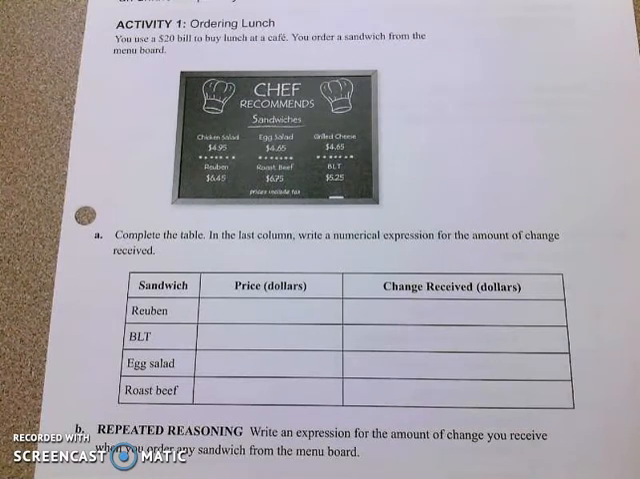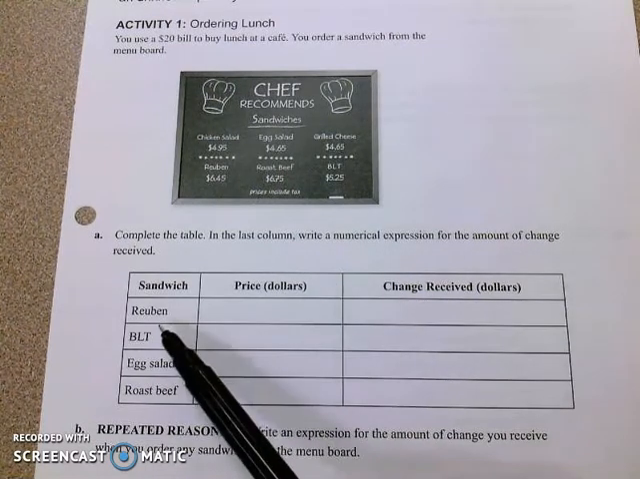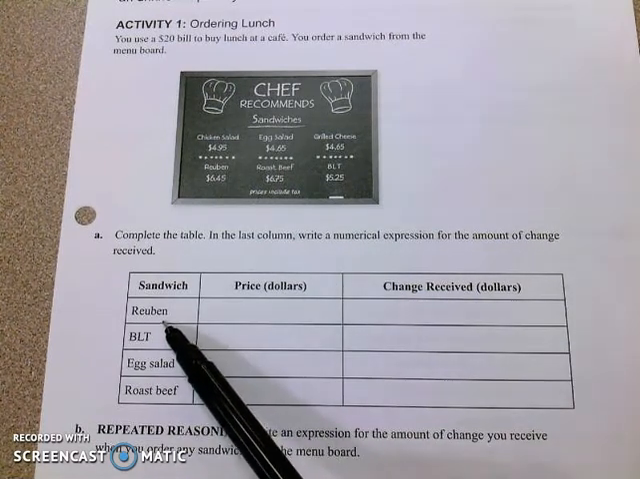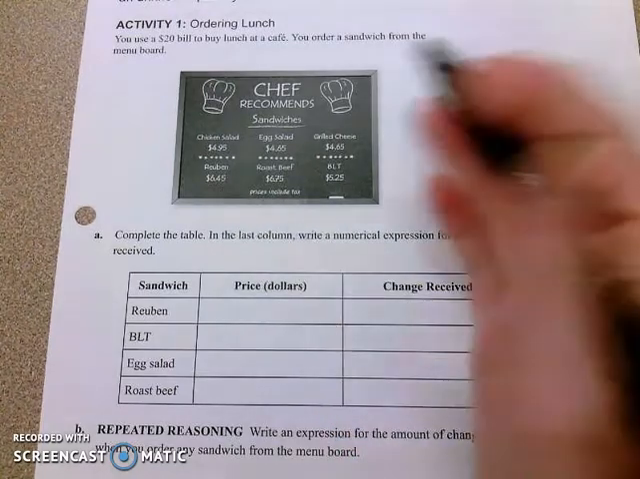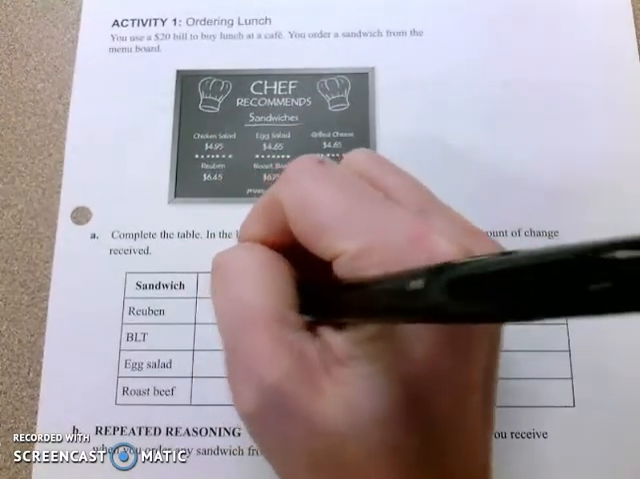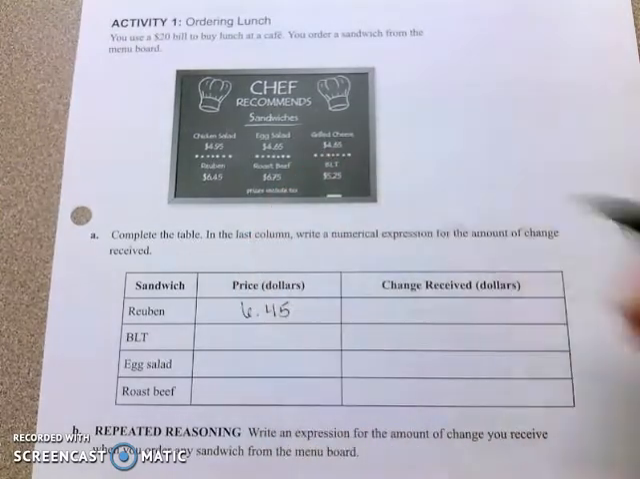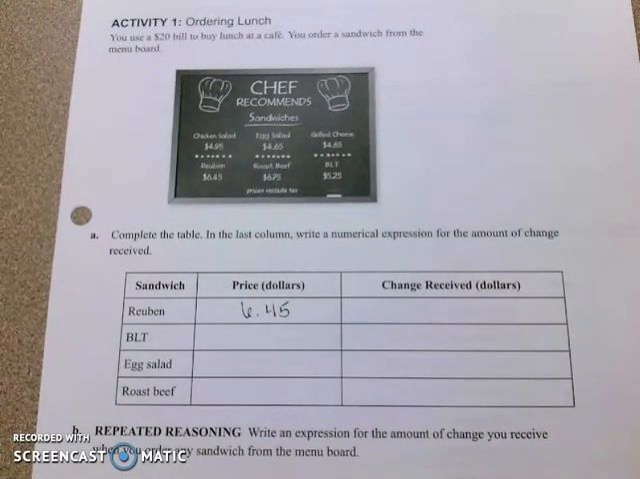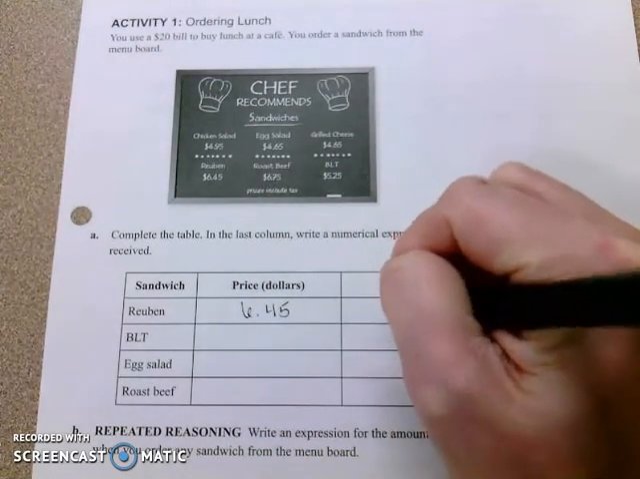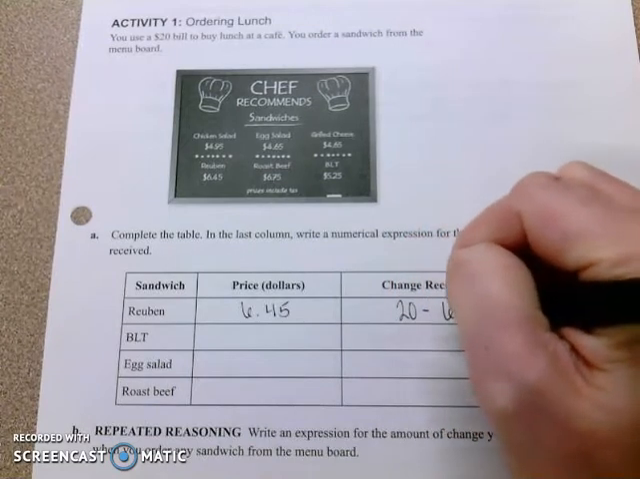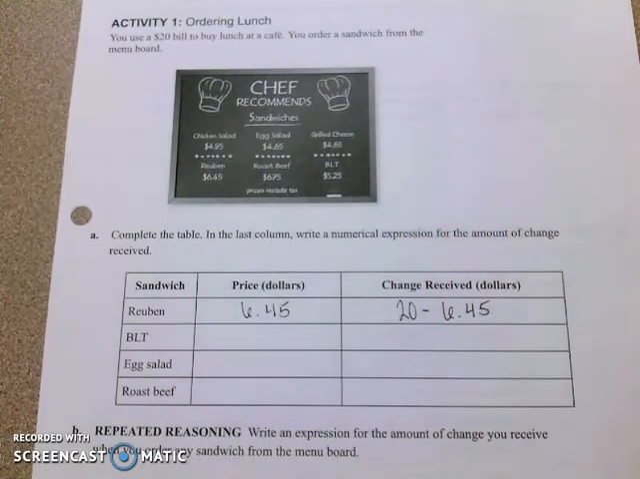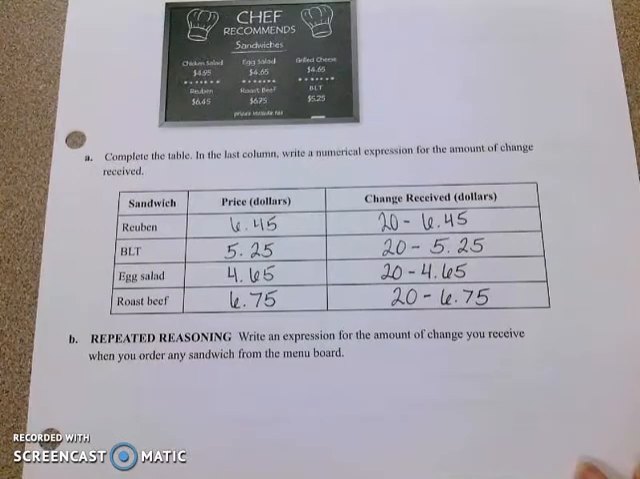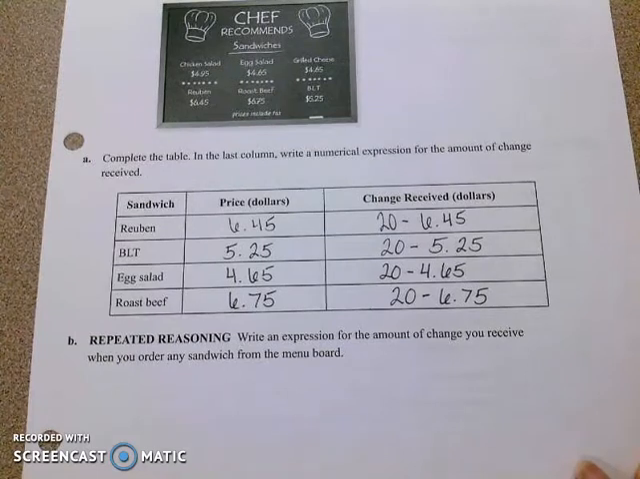So let's complete this table. If we bought a Reuben sandwich, we can see that that is $6.45. So if we paid with a $20 bill, our numerical expression would be 20 minus 6 and 45/100. Go ahead and complete that table for the next 3 sandwiches. Here's what my table looks like now.